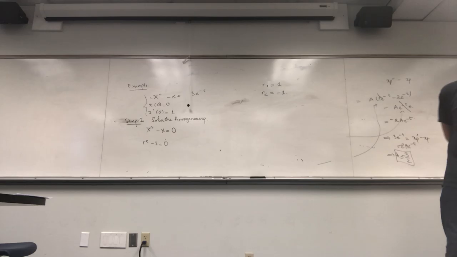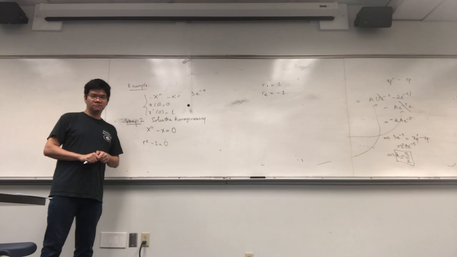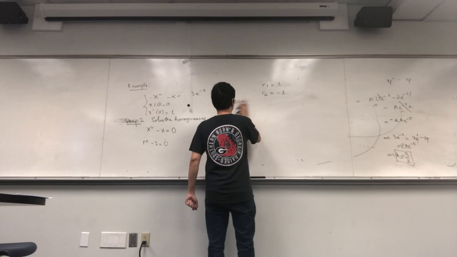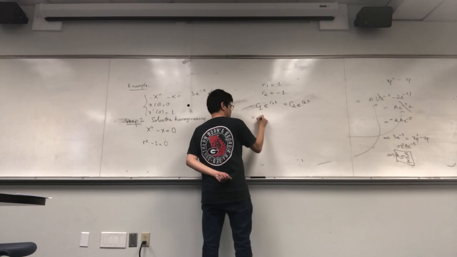So with these two roots, how can you have the solution of the homogeneous equation? Because there are two real roots, the solutions will be e to the 1 times t, which is just e to the t, and then e to the negative 1 times t, so e to the minus t. So from this, you're going to have C1 e to the R1 t plus C2 e to the R2 t. This gives you C1 e to the t plus C2 e to the power minus t. Right?